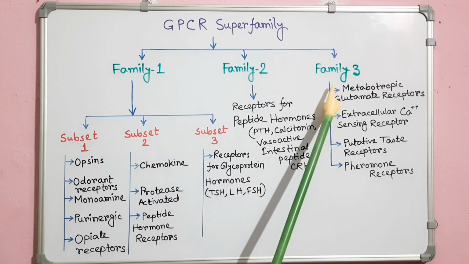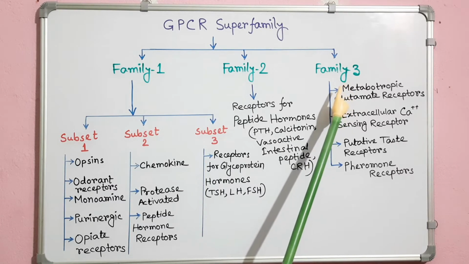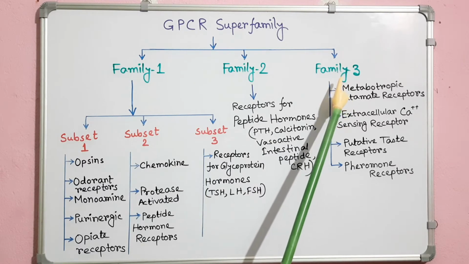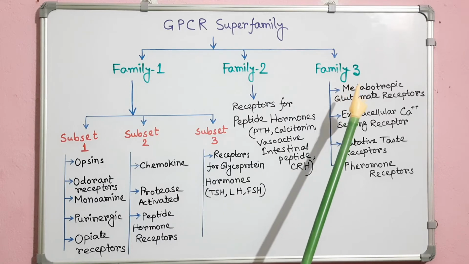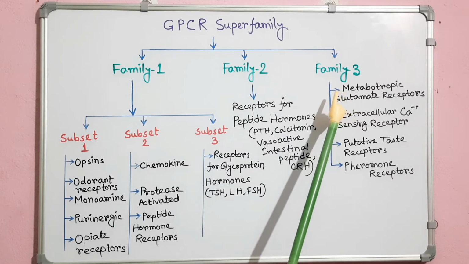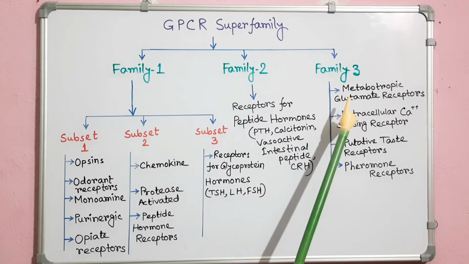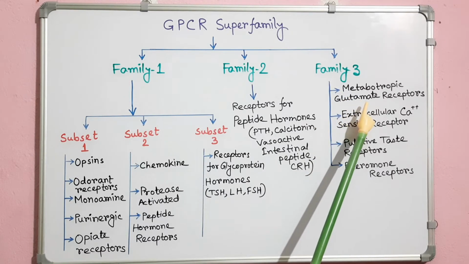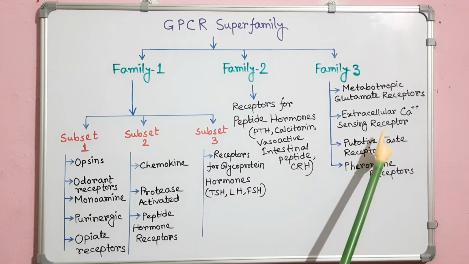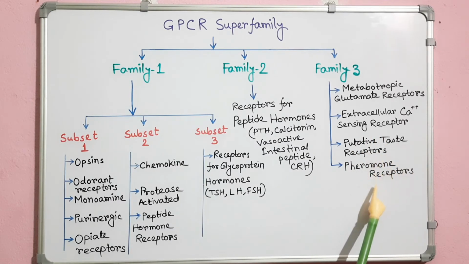Family 3. They have a unique primary sequence, an approximately 200 residue C terminus, and an approximately 600 residue N terminus. The N terminus consists of a putative Venus flytrap like domain and a cysteine rich domain. Members include the metabotropic glutamate receptors, an extracellular calcium sensing receptor, and putative taste and pheromone receptors.